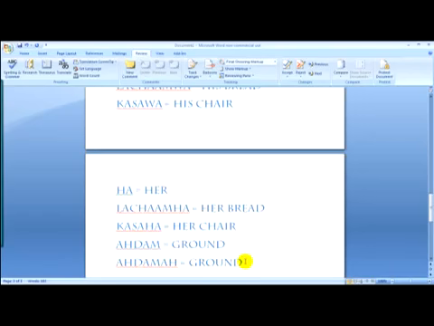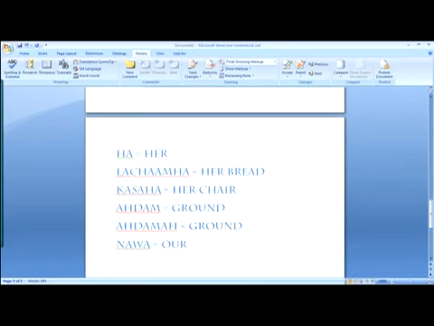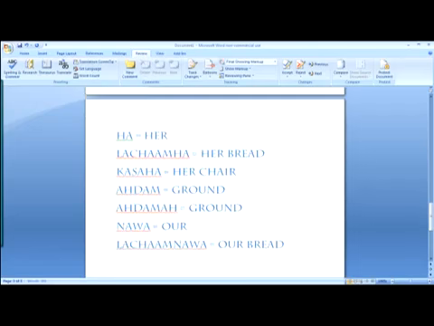Now, the next one we're going to deal with is the suffix nawa. The suffix nawa means our. I'll give you the example of our bread, lakam nawa, which means our bread. The construction of any word is the same, regardless of what it is, whether it's a pen, a pencil, a chair, a bed, whatever. All you have to do is add the nawa at the end.